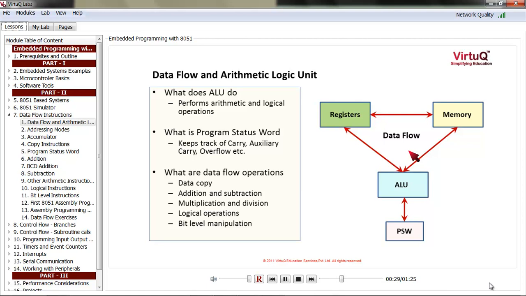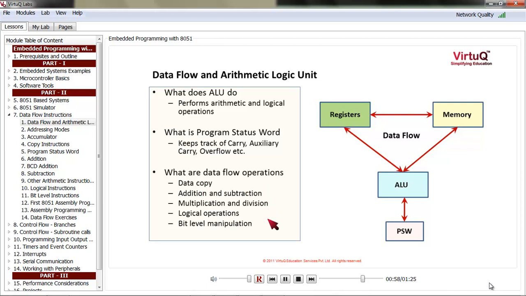Data copy is one aspect of data flow within the processor. Another important aspect is how it is getting transformed and what kind of arithmetic is happening on it. As shown in the diagram, these two aspects constitute the data flow within the processor. When we talk about data flow in the context of the 8051 microcontroller, we are referring to data copies or all kinds of move instructions and arithmetic and logical instructions.